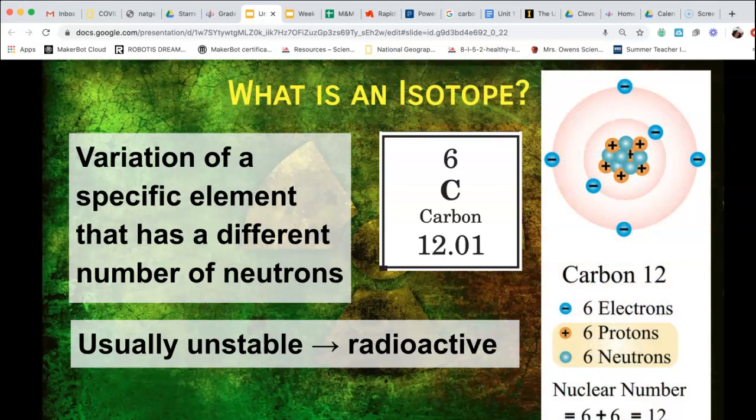So let's look at the Bohr model for carbon. This is the information that you have for carbon 12, which is standard carbon from the periodic table. This is our Bohr model. We have our 6 protons, which are represented by the plus sign, and we have 6 neutrons, which are represented by these green circles. And then, of course, these blue circles with the minus sign, those are our 6 electrons. So if we look down here, our information about carbon 12 is that we have 6 electrons, 6 protons, 6 neutrons. That means our mass number, or the nuclear number, is going to be 12. So that's how we come up with this number, carbon 12.